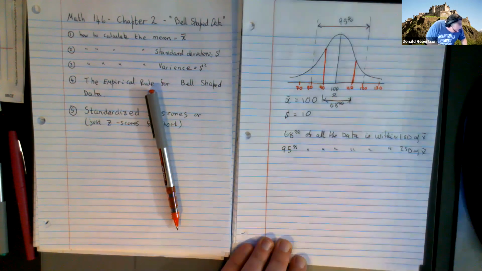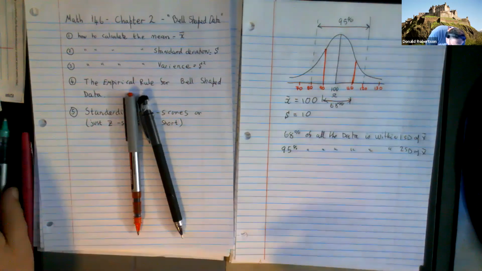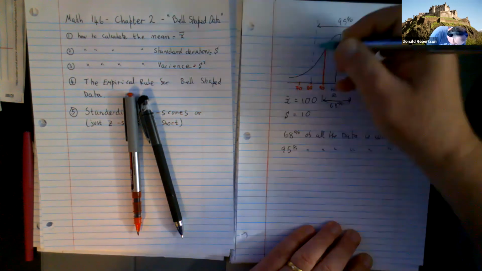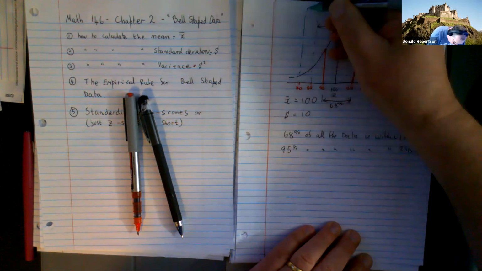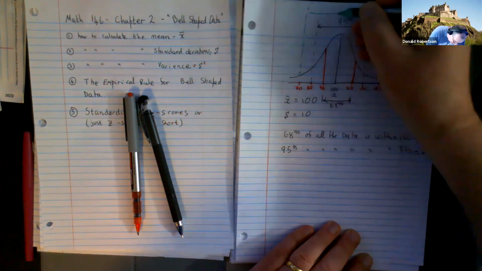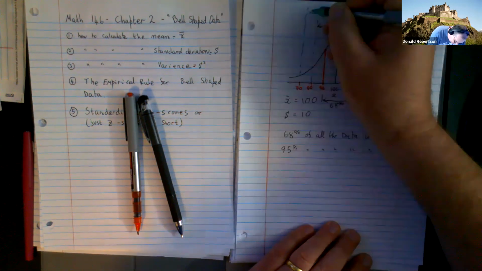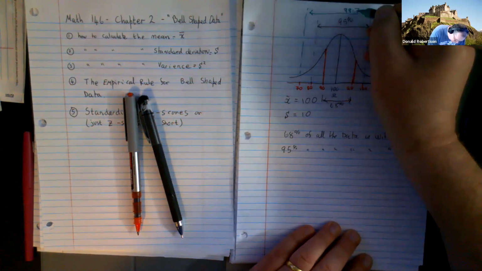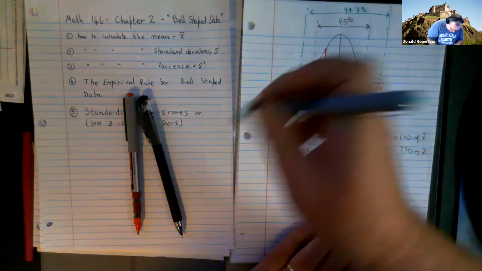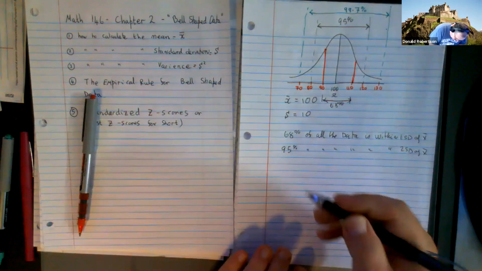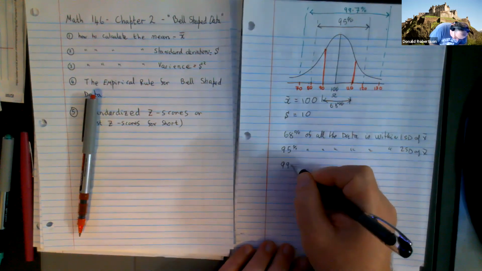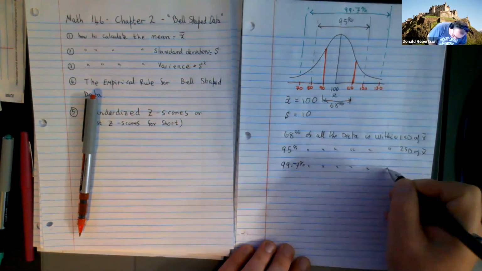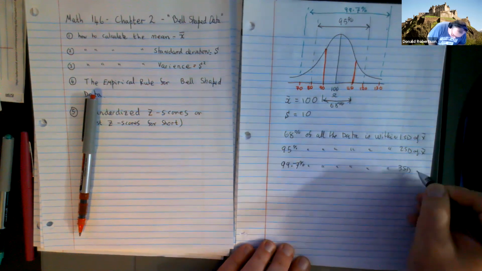And last but not least, if you go 3 standard deviations, in this case from 70 to 130, so that's from there to there. I know it's a weird number, but 99.7% of the data is within 3 standard deviations of the mean.